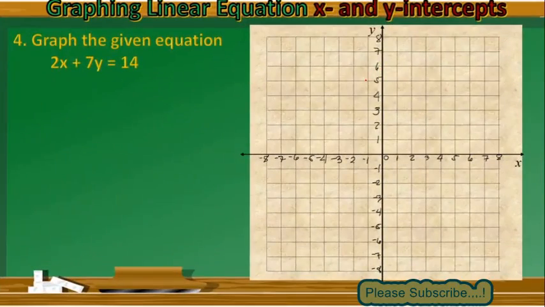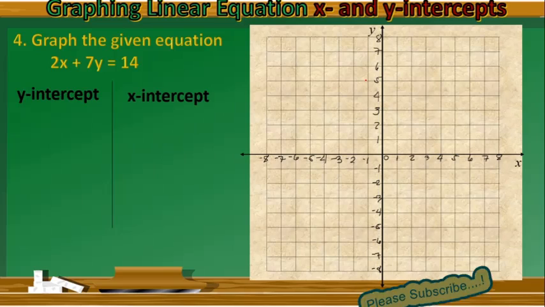Okay, next number. The next number is 2x plus 7y equals 14. So first we have to find the y-intercept. To find the y-intercept, we have to set x to 0. So 2 times 0 plus 7y equals 14. The remaining is 7y equals 14. Applying the multiplication property of equality, this will become 1/7 times 7y equals 1/7 times 14. So the remaining is only y, because we are cancelling it out. Then 1/7 times 14, that is 2. So our coordinate for this one is 0 and 2.